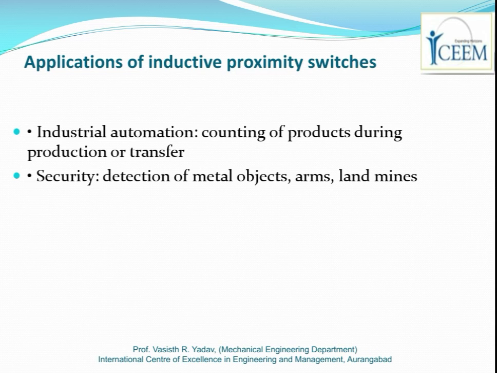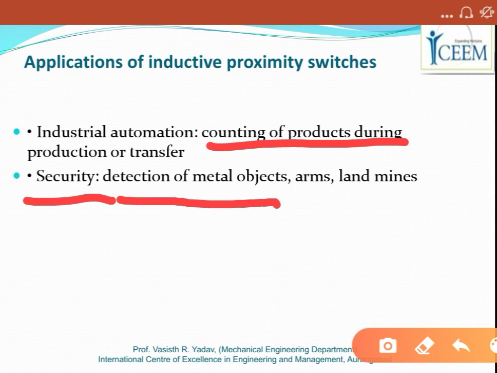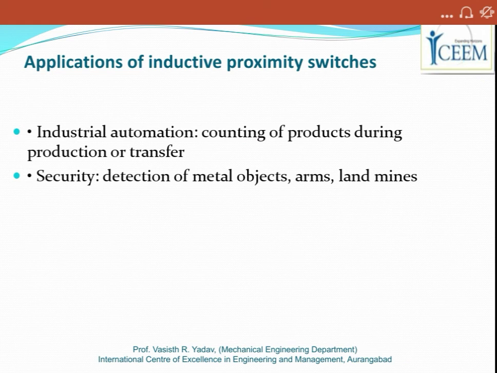Let us talk about the applications of inductive proximity sensors. We can say that inductive proximity sensors find a wide variety of applications in industrial automation, that is counting of products during production or transfer. Then they can be utilized for security purposes, that is to detect metal objects, arms, landmines, etc. So we have seen an eddy current proximity sensor and an inductive proximity sensor.